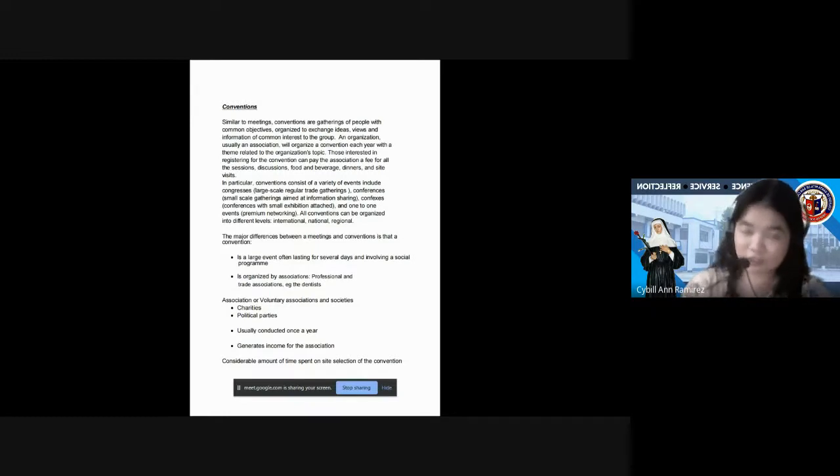Conferences are meetings mixed with exhibition and then one to one events like premium networking. So all conventions can be organized at a different level. It could be international, wherein you have participants from different countries, national, so within the country, or regional, within the region. Sometimes it could be local lang, within your city.